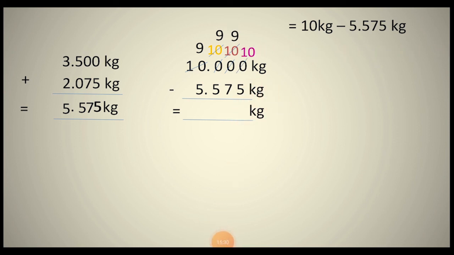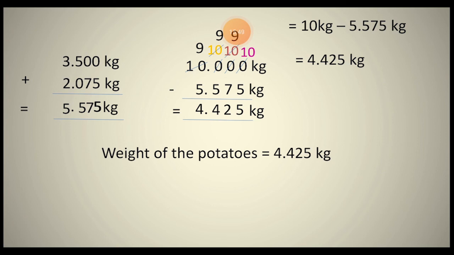So 10 minus 5 will be 5, 9 minus 7 here we will get 2, and now you can see 9 minus 5 we will get here 4, the decimal point as it is we will bring down, and 9 minus 5 will get 4 here. So we got the answer 4.425 kg, the weight of potato.